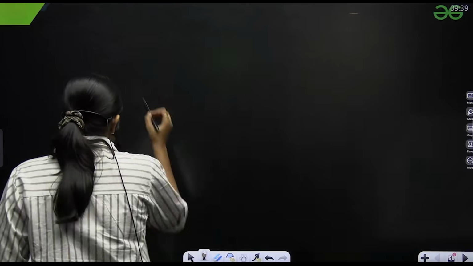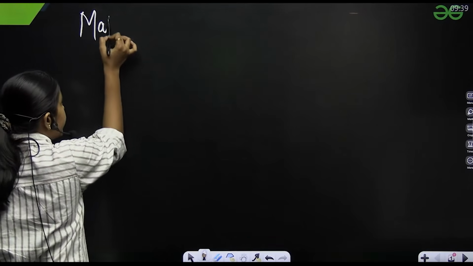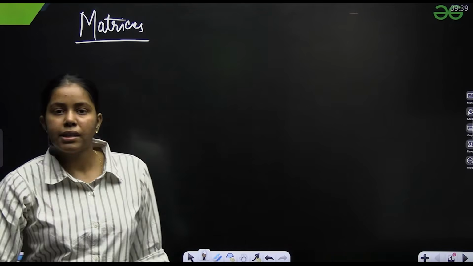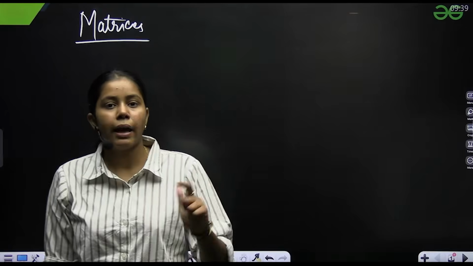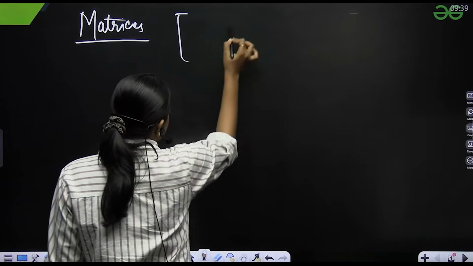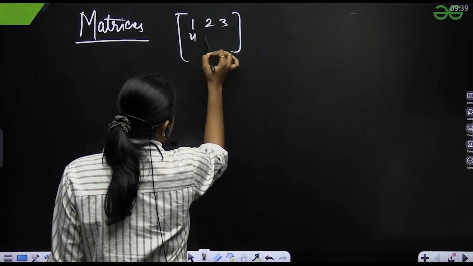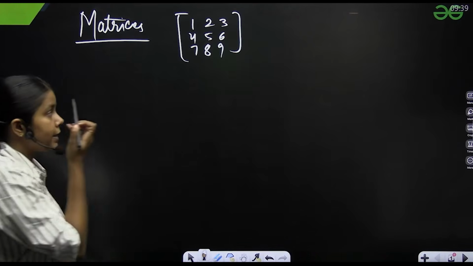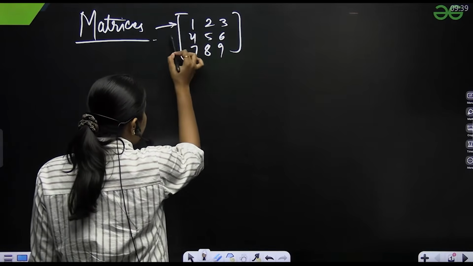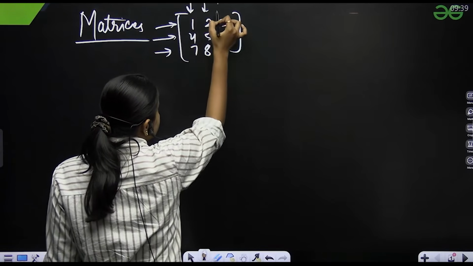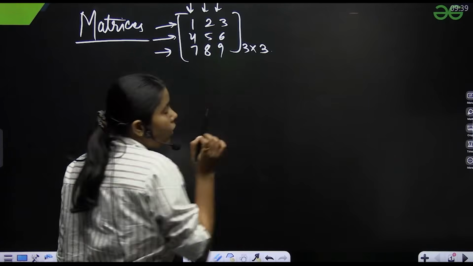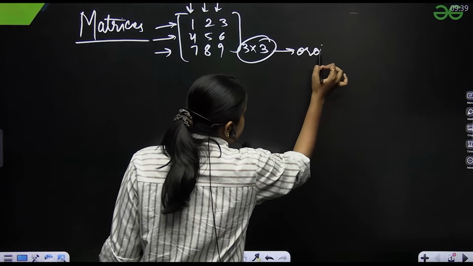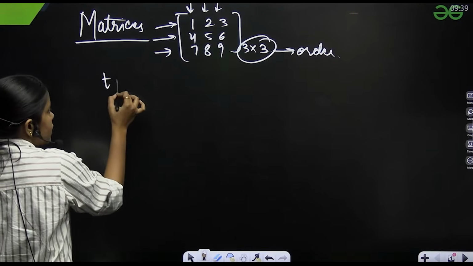So in last class we started with the definition of matrices, and I said that if I take some numbers and arrange them in rows and columns and cover them in square brackets, then I get a matrix. Let's say this is my matrix, right? Then I said that I have here 3 rows and 3 columns. So this 3 cross 3 gives me the order of a matrix. So this 3 cross 3 is my order, right? And then I discussed trace of a matrix.